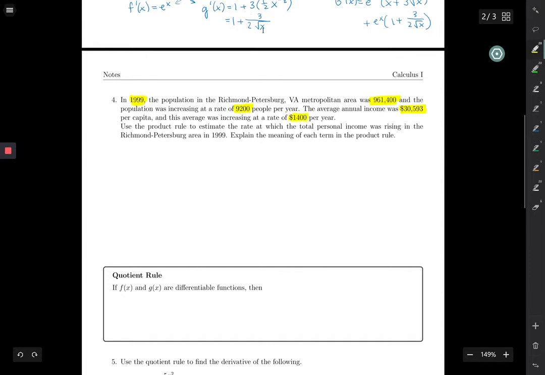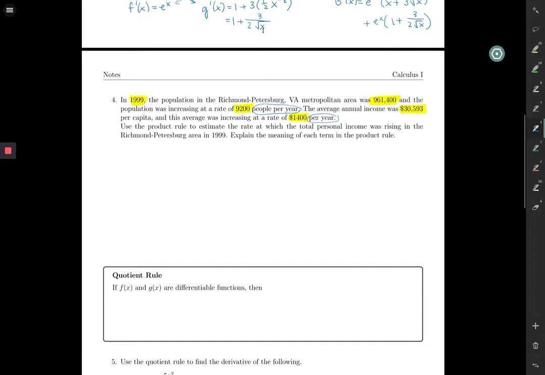And then we want to use the product rule to estimate at which rate the total personal income was rising at that time, so in 1999. And we want to explain the meaning of each of these terms. So, what we can do, first of all, we're looking at 1999, and we want to notice that the rate of change, so we're given 2 rates of change, and they are talking about things per year.